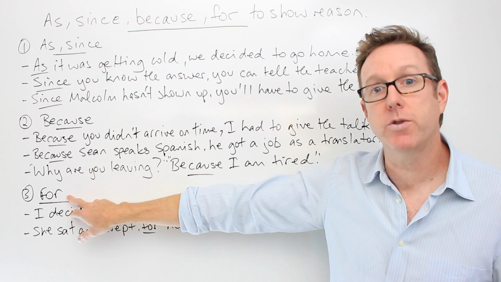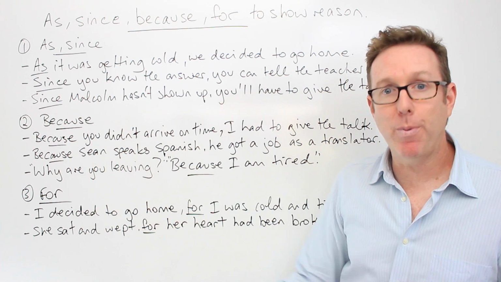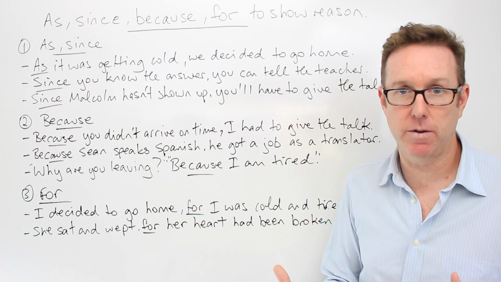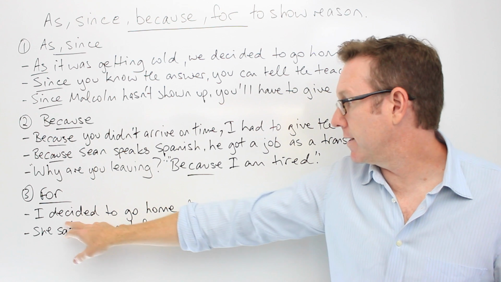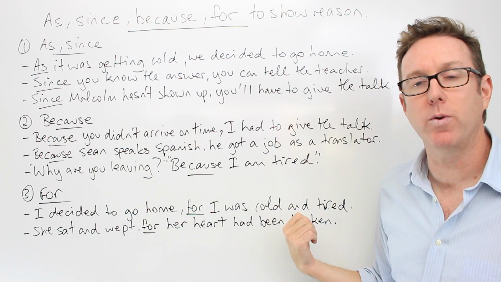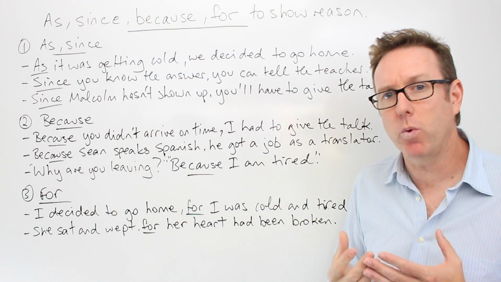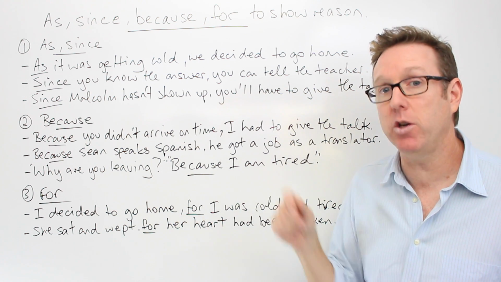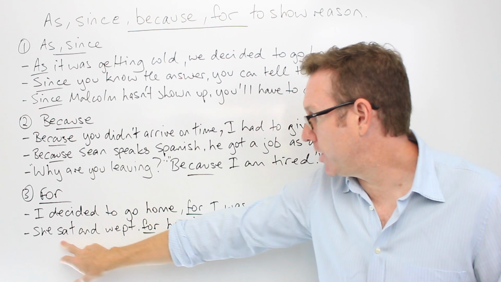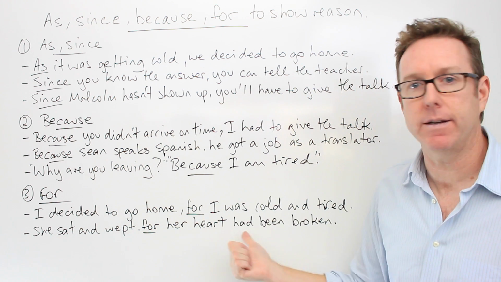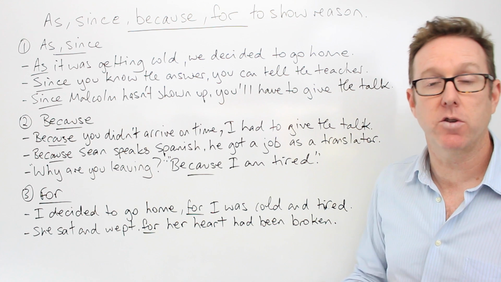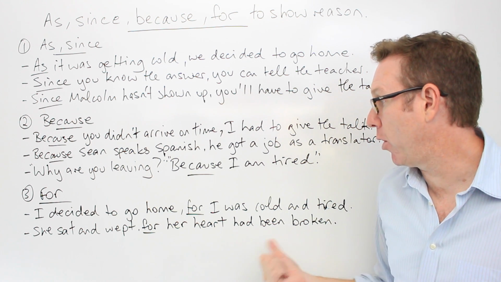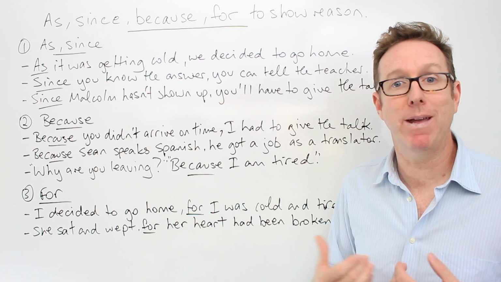Now, for can also substitute because, but it's more formal, okay? It's not very used in common speech. Let's have a look at the examples. I decided to go home for I was cold and tired. Quite formal. You wouldn't normally hear people saying that. Normally people would say because, okay? But we can use for. Or this one. She sat and wept for her heart had been broken, okay? So she sat and wept or cried because her heart had been broken or for her heart had been broken.